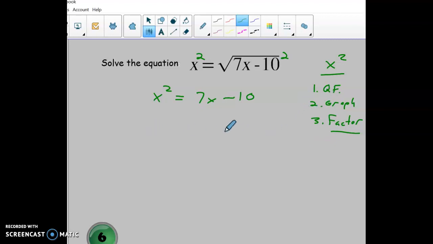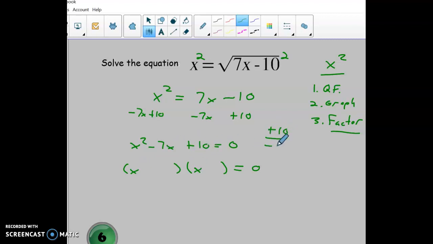For any of these methods, you want 0 on one side, and I would usually try to keep x squared positive. So I would subtract 7x and add 10, so that we have x squared minus 7x plus 10 equals 0. Now we can hopefully factor this. What makes x squared is just x and x, and then we need numbers that multiply to positive 10 and add up to negative 7. So we need two negatives, and I think 2 and 5 will work.